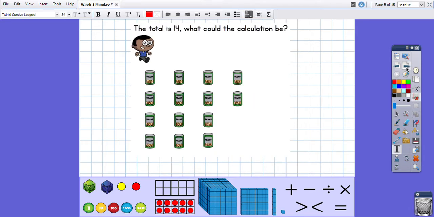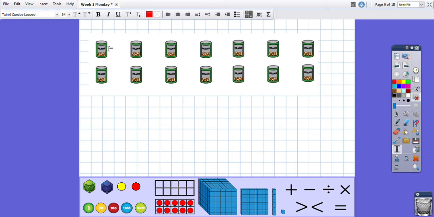The total of this boy's cans of beans is 14, and he wants us to find out what the calculation could be. Now, he's not arranged them in a very good order, so I've helped him. I've put them like this, and we know that this is called an array because we've done lots of work on this at school together. So, what could my calculation be for this? I want to know how many groups I've got and how many are in each group.